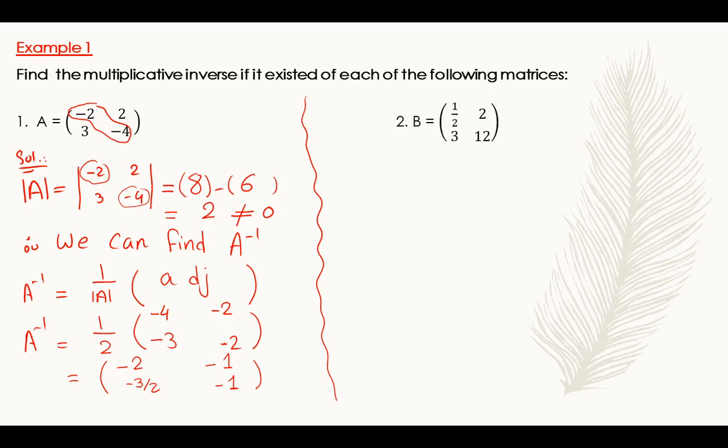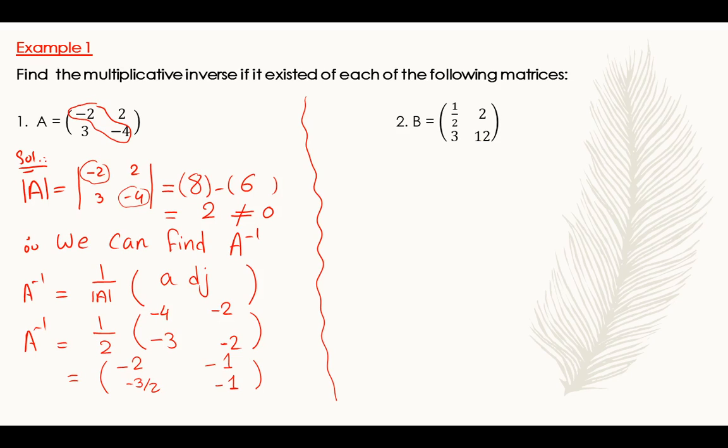Okay, and you can check your answer by multiplying A times A inverse. If you multiply the matrix A times the matrix A inverse, you must get the unit matrix 1, 0, 0, 1. You have to get the identity matrix.